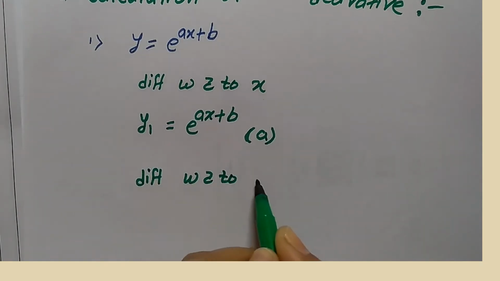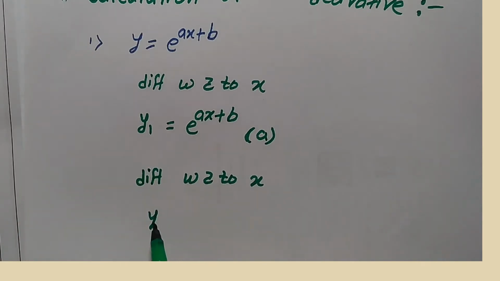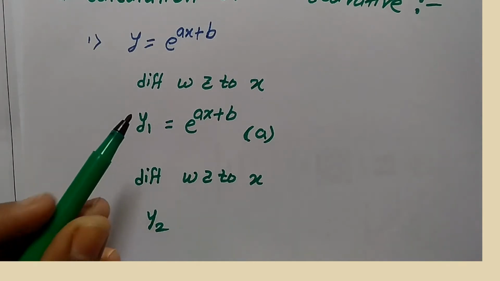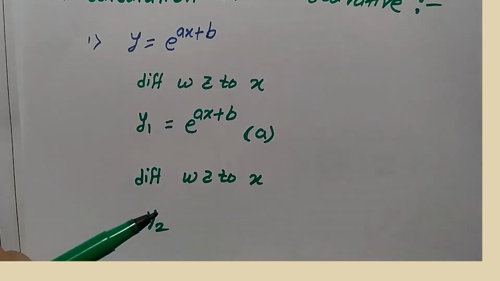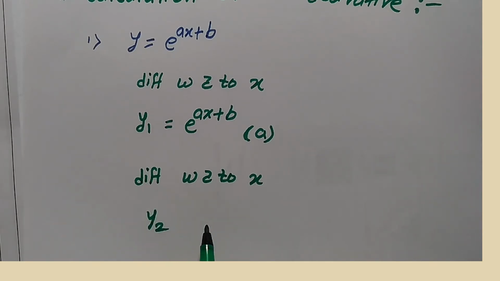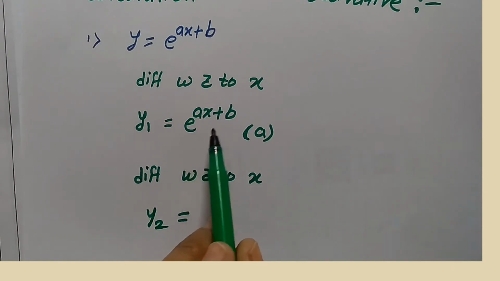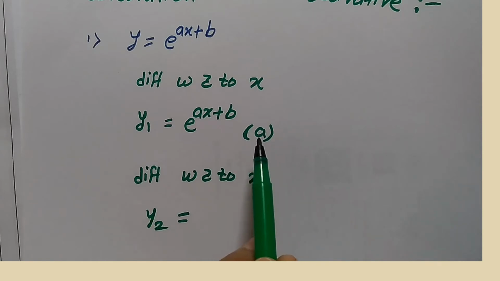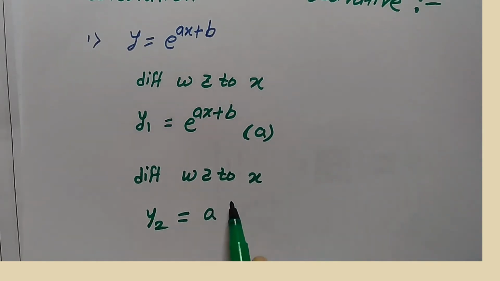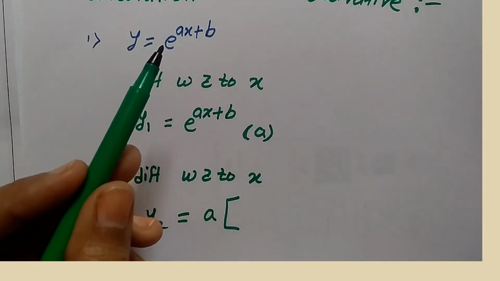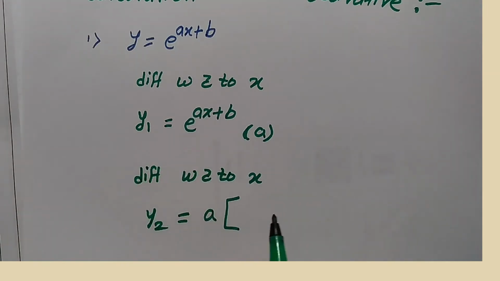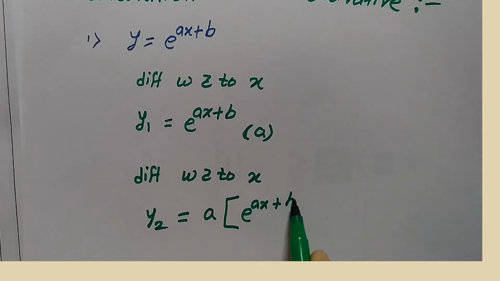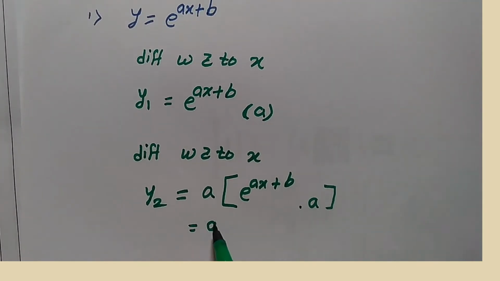Differentiate with respect to x, so the derivative of y1 becomes y2, because we are taking the derivative again. So the derivative of y is y1, and the derivative of y1 is y2. If you don't know the meaning of this notation, see my previous video to understand why we write y1, y2. Now the derivative of this term is e raised to power ax plus b, and in multiplication a is a constant, so we can take a outside and then take the derivative of this term, and we know the derivative is this one. So the derivative of e raised to power ax plus b is e raised to power ax plus b into a. Therefore y2 equals a square e raised to power ax plus b.